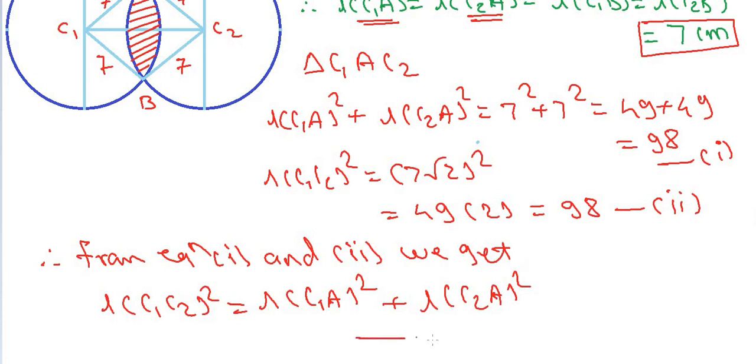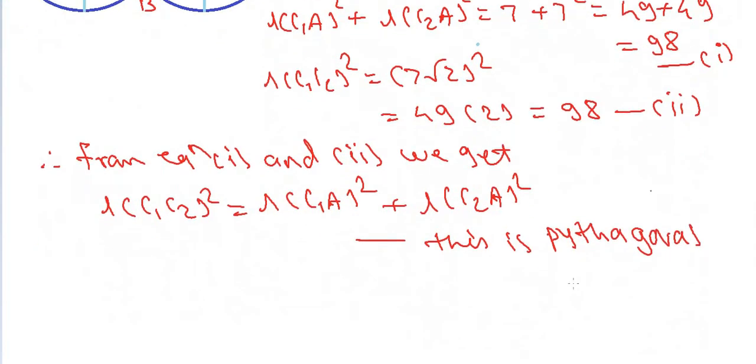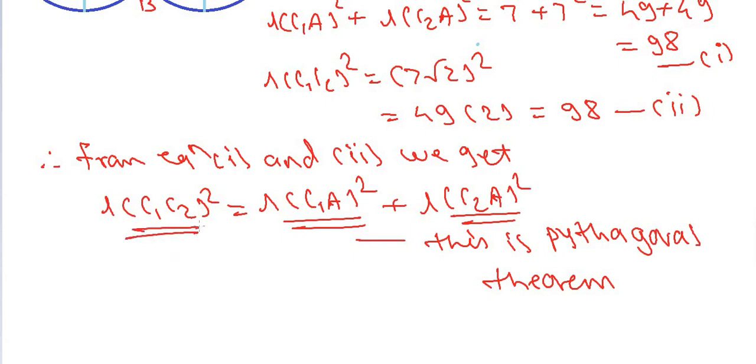This is the Pythagoras theorem. Now what is the Pythagoras theorem? In a right-angled triangle, the sum of squares of two sides is equal to the square of the hypotenuse. Now if these are the two sides, C1A squared and C2A squared, then C1C2 is the hypotenuse. So the hypotenuse is opposite to the 90-degree angle, and therefore we can say that.